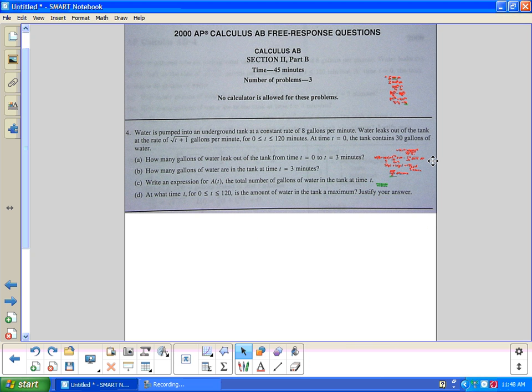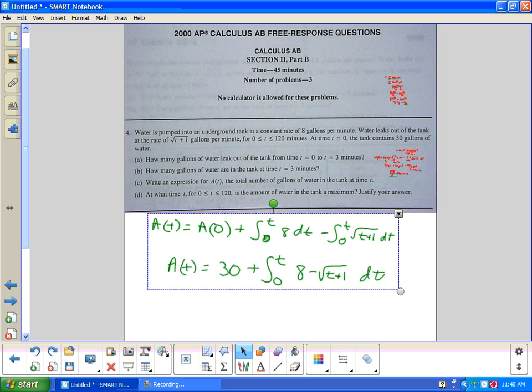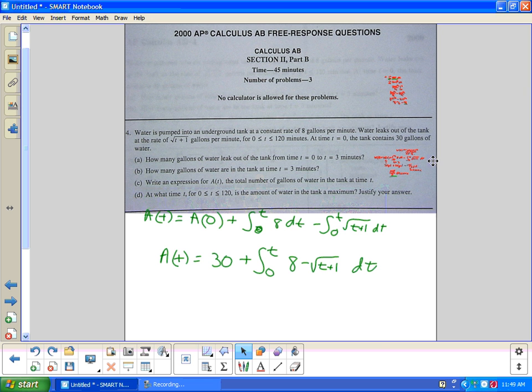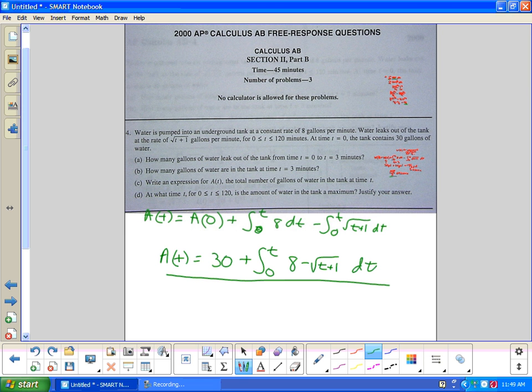All right. Now what time t from 0 to 120 is the amount of water in the tank at a maximum? Just by your answer, think about it. We created an expression. Do you guys agree we have, right here, an expression that gives the gallons at any given time t? If I want to maximize that, find its derivative and its critical points. Fundamental theorem right here. We're going to take the derivative of this, so I'm going to find A prime of t for part D.